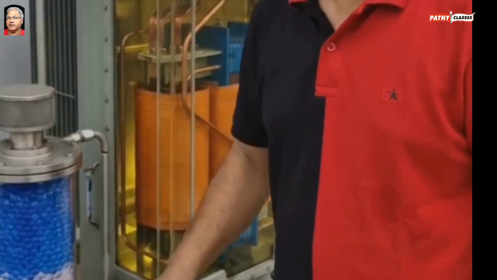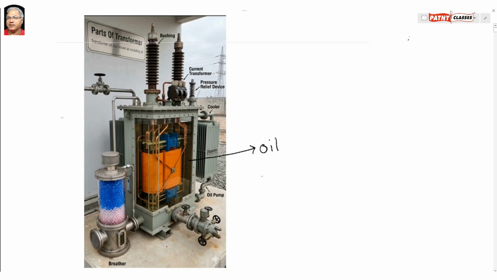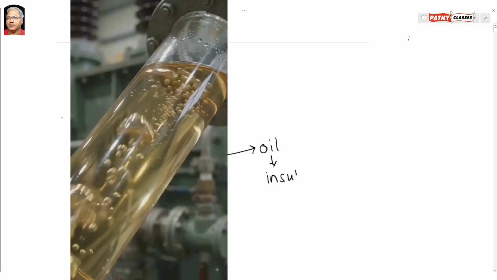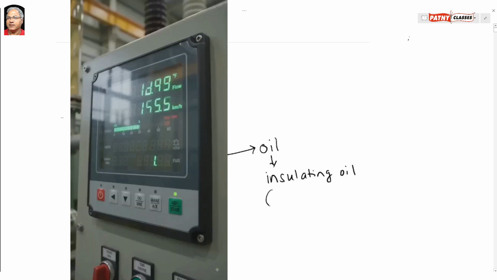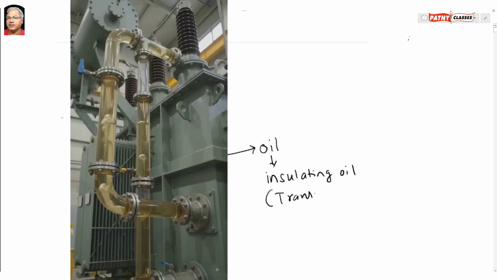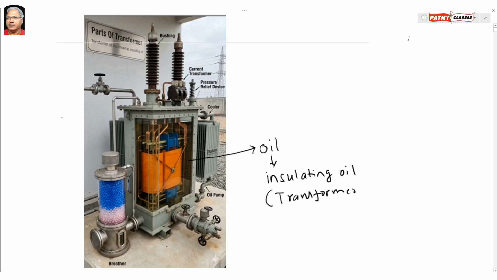It is also called insulating oil. So there are two names: one is transformer oil, another one is insulating oil. Some people call it transformer oil, and some people call it insulating oil.